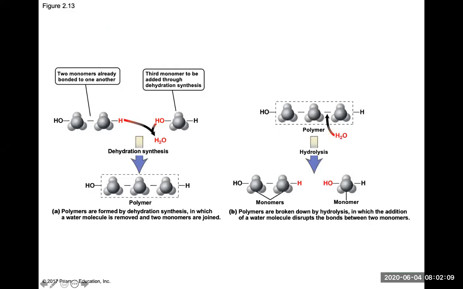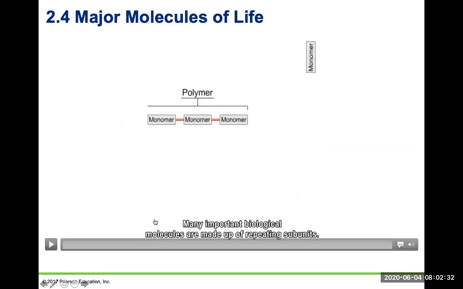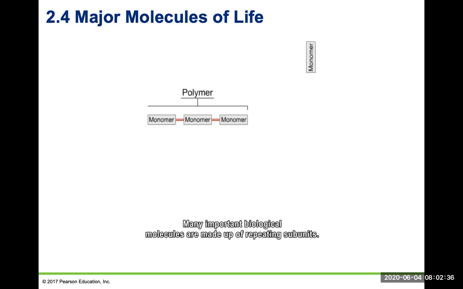Here's showing how polymers are formed by dehydration synthesis. So we're removing water to connect two monomers together to create a polymer, which is three put together. We can break polymers down by hydrolysis, adding water, in which the addition of water disrupts the bonds between the monomers. This is another great video showing the difference between a polymer and monomer that I'll let you guys watch.